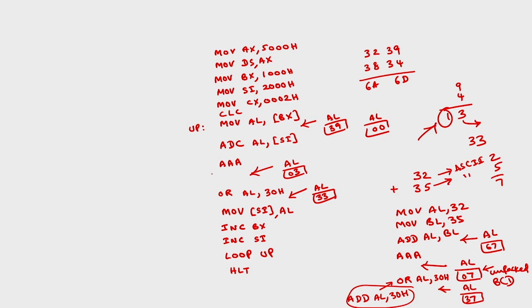Similarly, the keyboard is actually ASCII; if I press any key, the corresponding ASCII code will be generated. To convert that ASCII code back into decimal, we can stop here without ORing with 30H. And if I want further processing of the ASCII digits, I can OR with 30H. This is the fourth program.